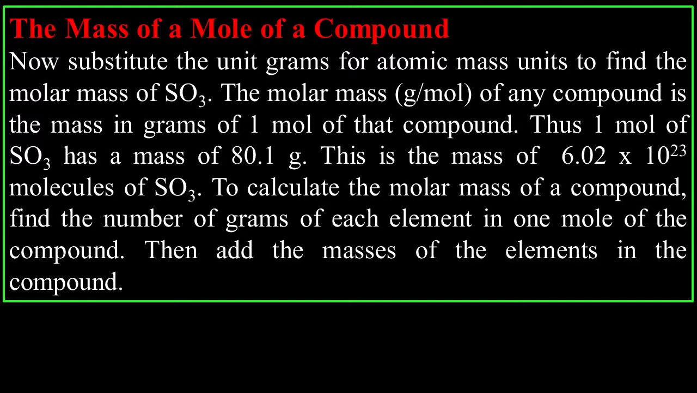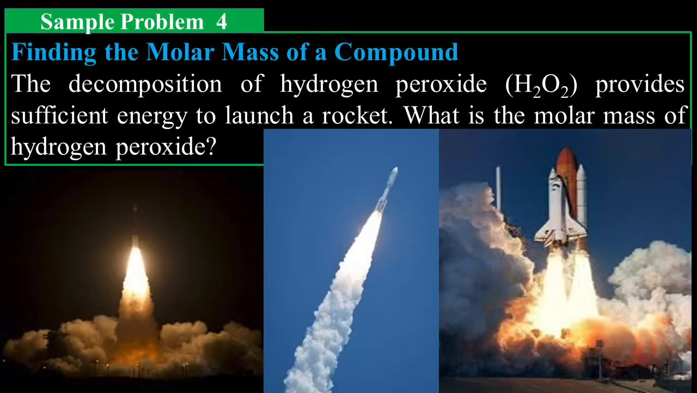To calculate the molar mass of a compound, find the number of grams of each element in 1 mole of the compound. Then add the masses of the elements in the compound. The mass in grams of 1 mole of any particle is equivalent to the mass of the total particle in atomic mass units. Finding the molar mass of a compound.